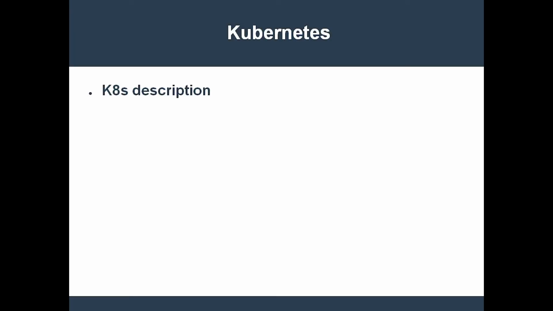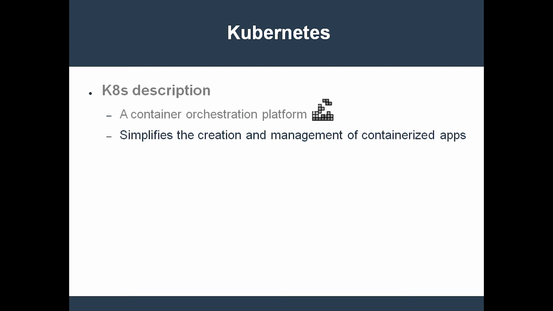Kubernetes is a container orchestration platform. Its purpose is to simplify the creation and management of containerized applications. Put another way, Kubernetes is used to create and manage distributed systems made up of Docker or Rocket containers. But neither one of those definitions does Kubernetes much justice.